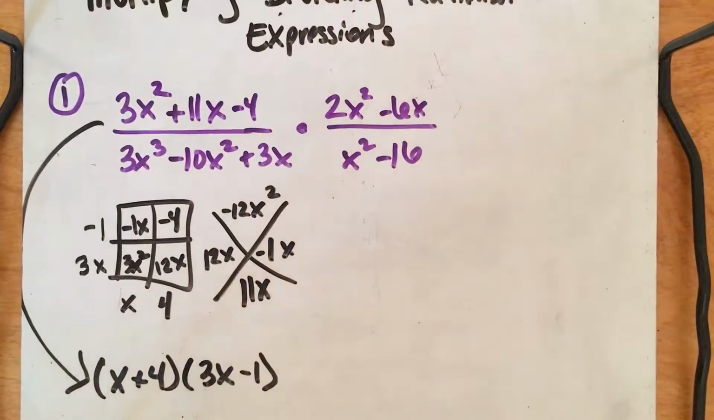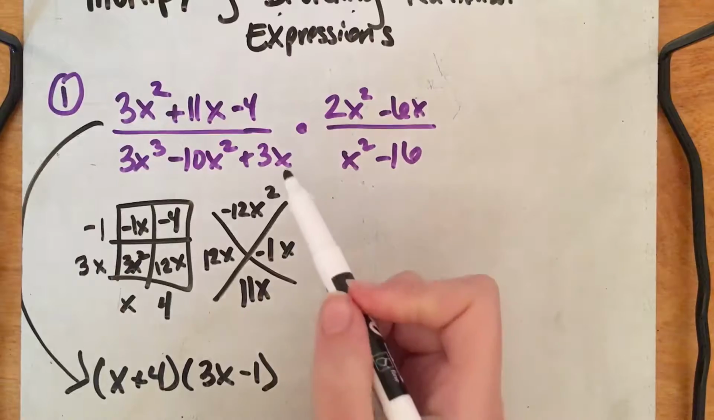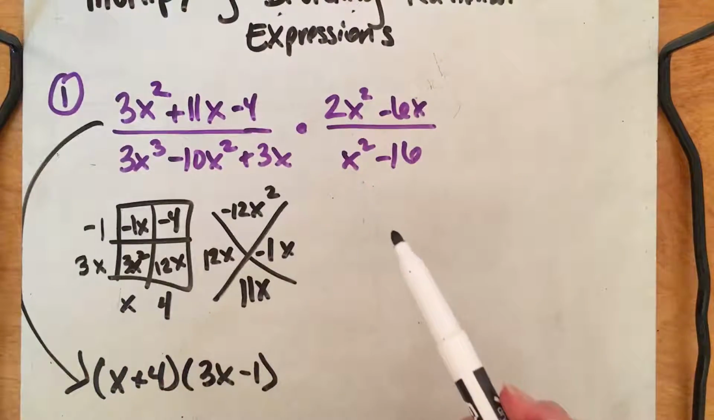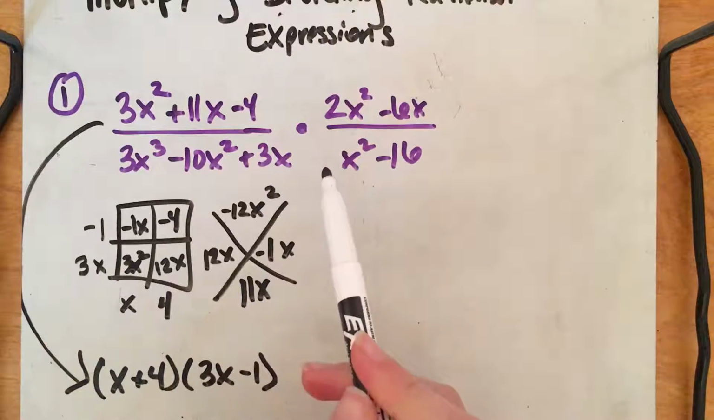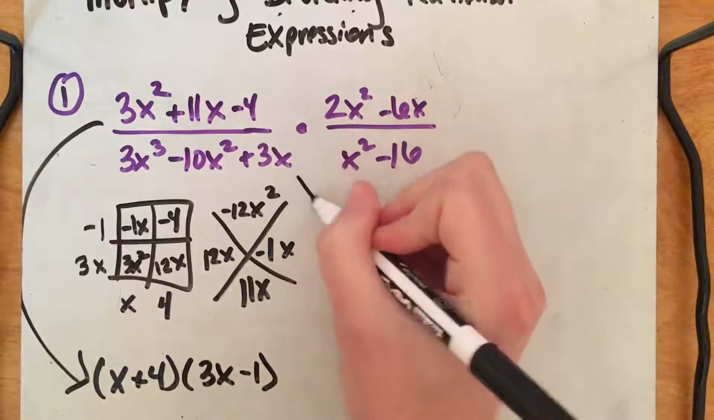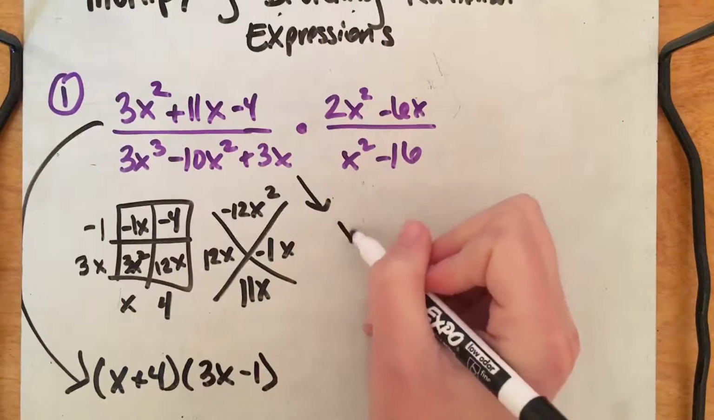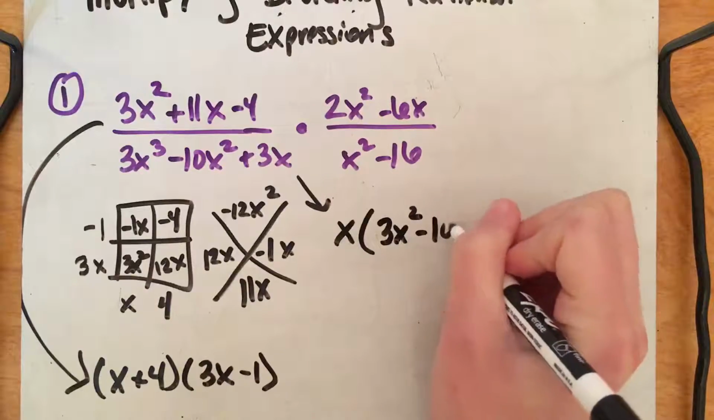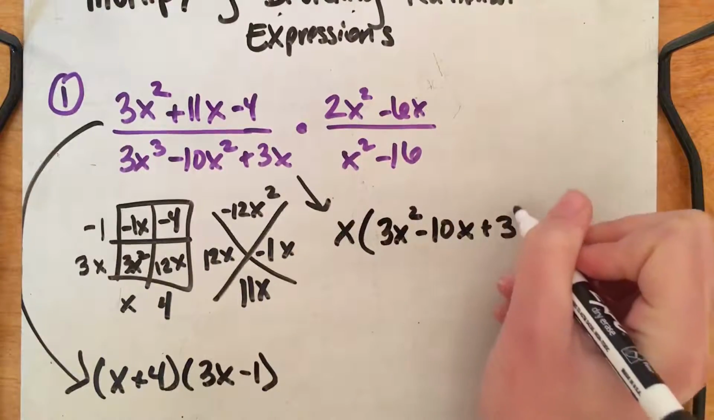All right, so let's look at the next quantity underneath here. First of all, we want to look for what they all have in common. They all have an x term in common, so I'm going to pull out an x term. You maybe do that over here. Okay, so now if I pull out, factor out an x, I have 3x squared minus 10x plus 3.